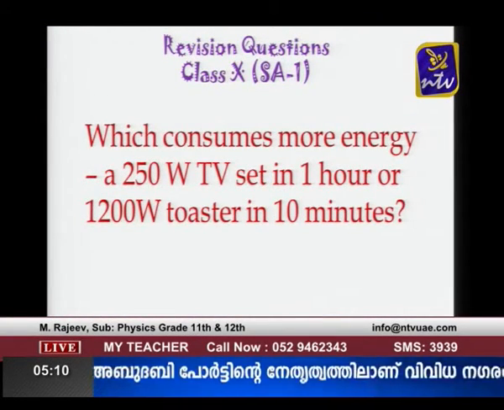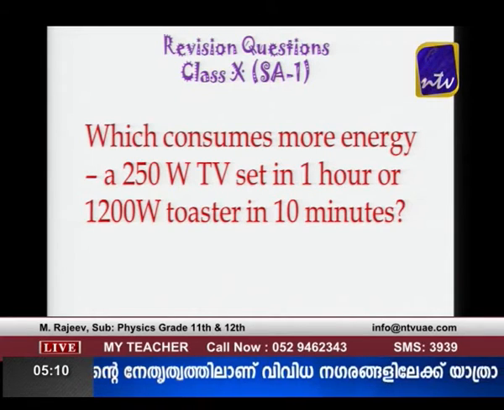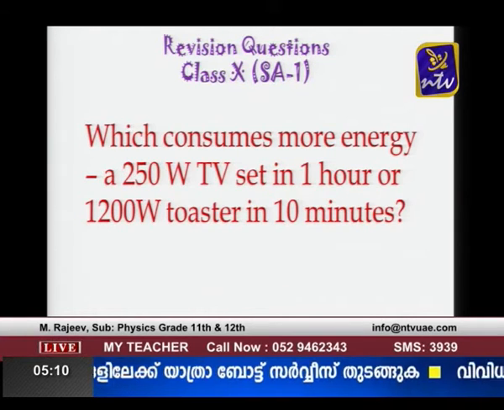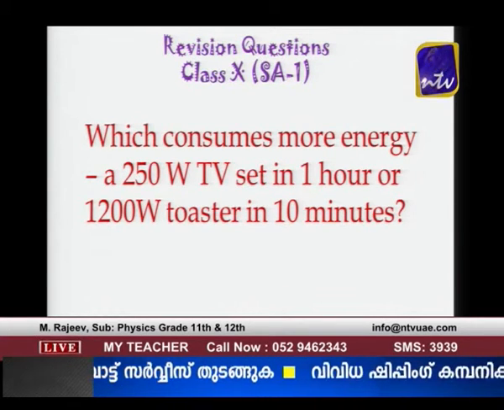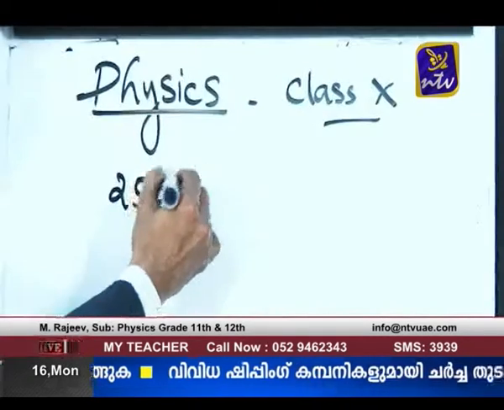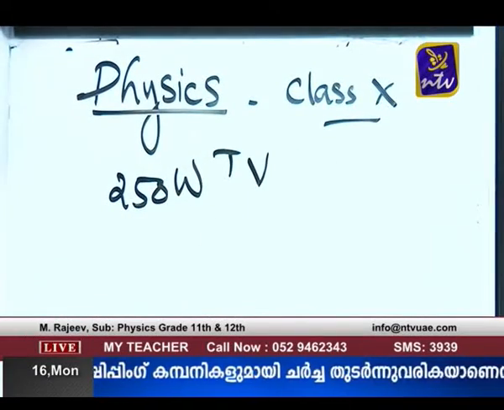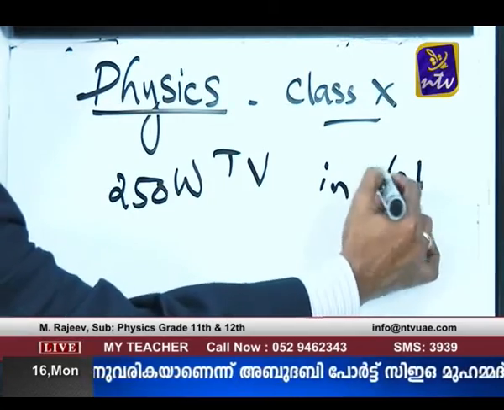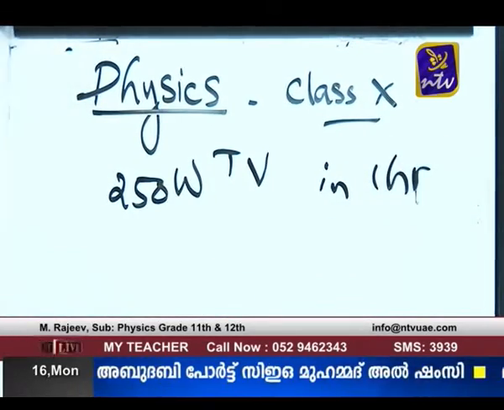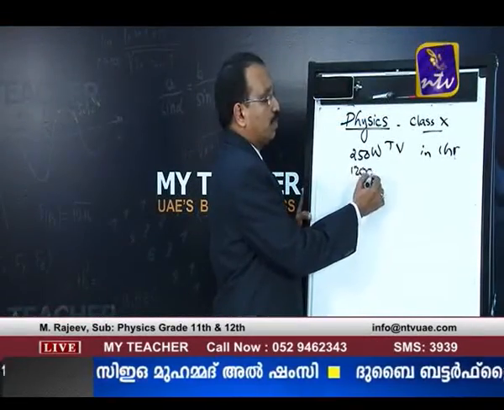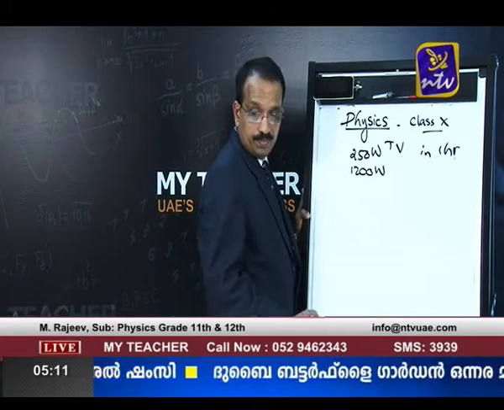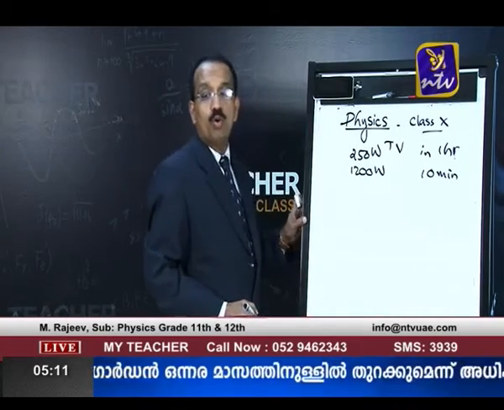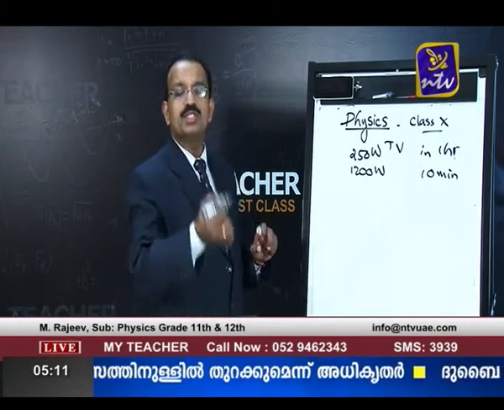So, the question asked is, which consumes more energy, a 250 watts TV set in 1 hour or a 1200 watts toaster in 10 minutes? That is, the 250 watts TV set in 1 hour, or the other one, the 1200 watts toaster in 10 minutes. Which one consumes more energy? How do you find out?